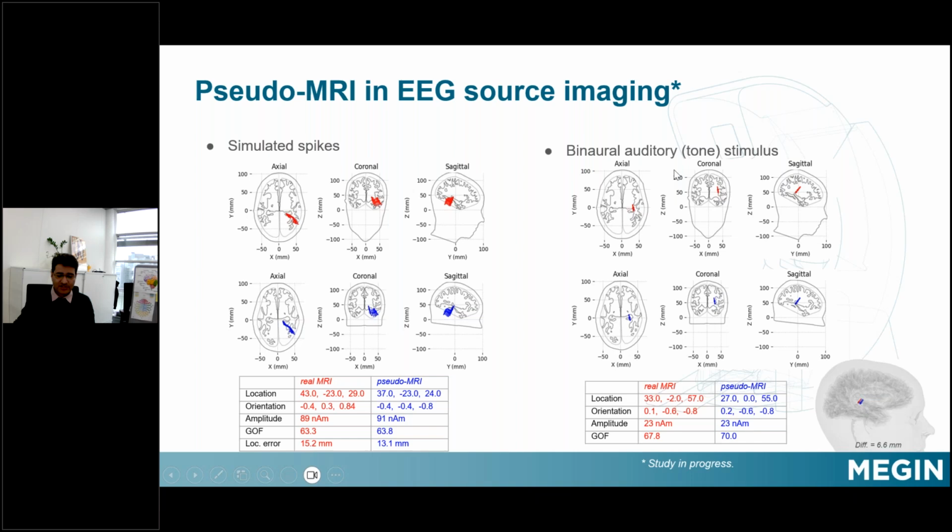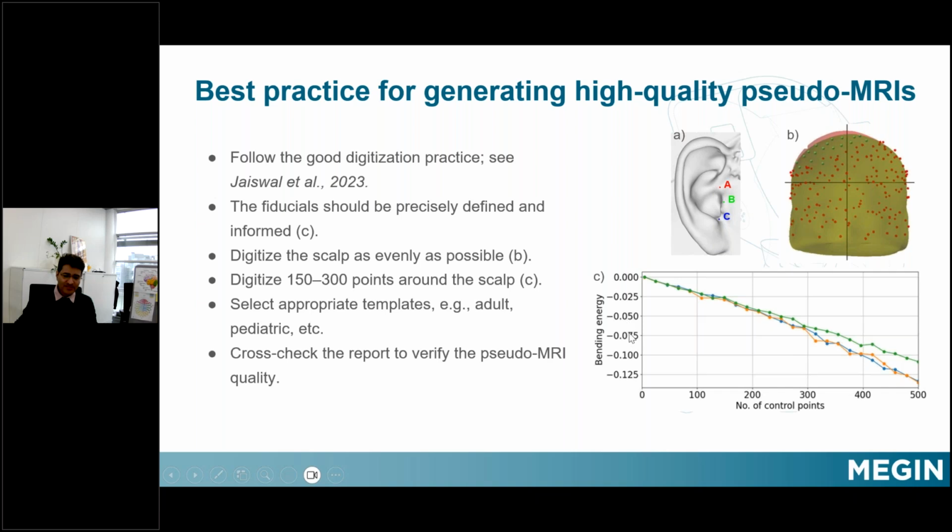With the real tonal response data, the auditory response data, you can see here the difference when using the real MRI versus using the pseudo MRI. The difference in this case was 6.6 millimeter. Here you can see they're quite close, at least on the sagittal level, but in other orientations, there might be differences. So these are their location, orientation, amplitude, and the goodness of fit, which is almost the same or very close. Of course, these last 3 use cases are still studies in progress.